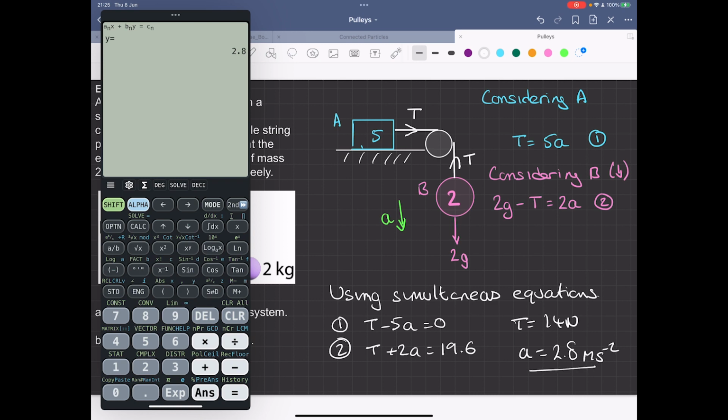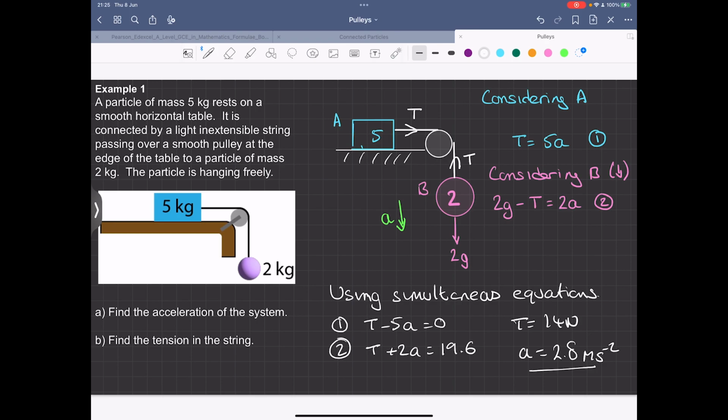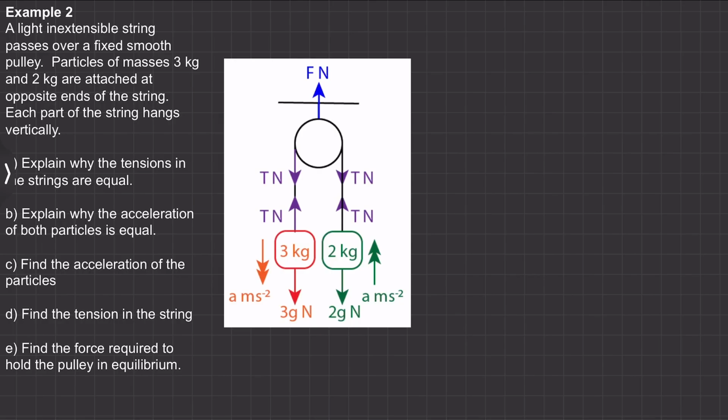Okay, let's try example 2. Okay, so in example 2, we're told that we have a light inextensible string that passes over a fixed smooth pulley, and particles of masses 3 kilograms and 2 kilograms are attached at opposite ends of the string, and each part of the string hangs vertically.